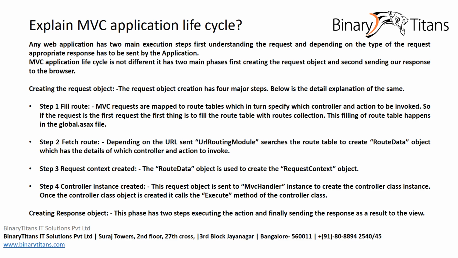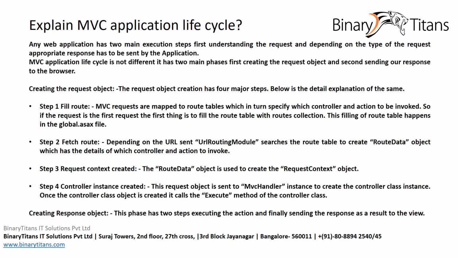What it actually does, first thing, is it fills the route, which means it basically makes sure that the request that you're getting is mapped to a routing table, which gives an understanding of which controller and which action needs to be invoked. Now, who is getting all these details? Because these are all mentioned in the global.asax file.